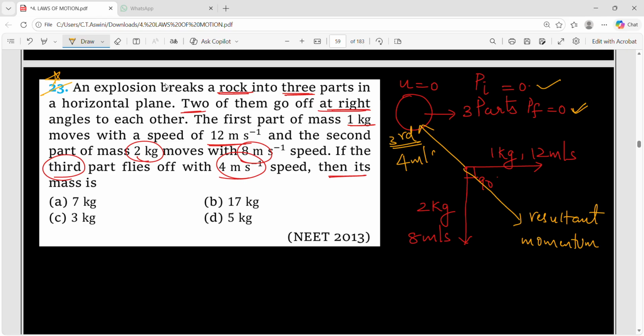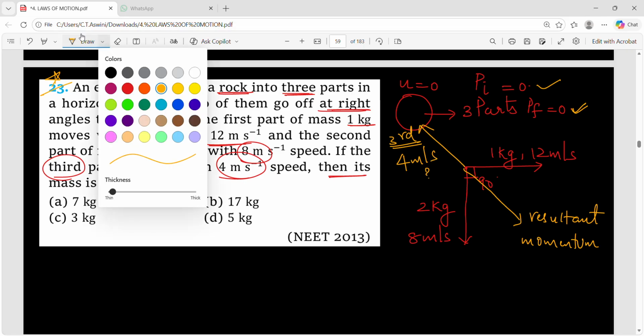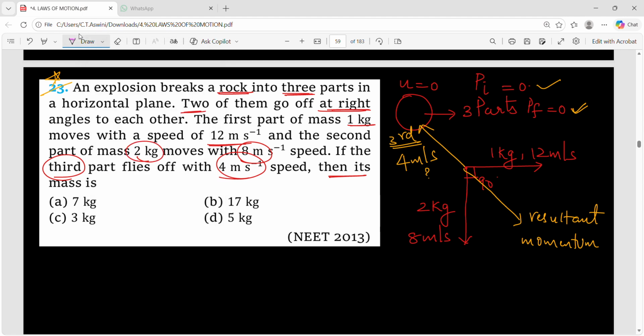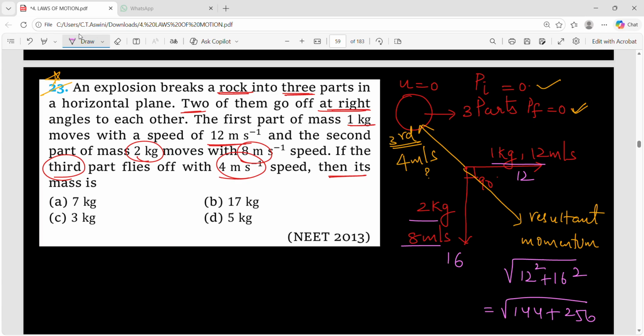Okay, now let us simplify this for the third part. Velocity is given as 4 meter per second. You have to find out its mass. First of all, what is the resultant of the first 2 parts? What is the momentum here? M into V, that means you will get 12. What is the momentum here? 2 into 8, you will get 16. And what is the resultant of these momentums? It is the square root of 12 square plus 16 square. How much will you get? 12 square is 144 and 16 square is 256.